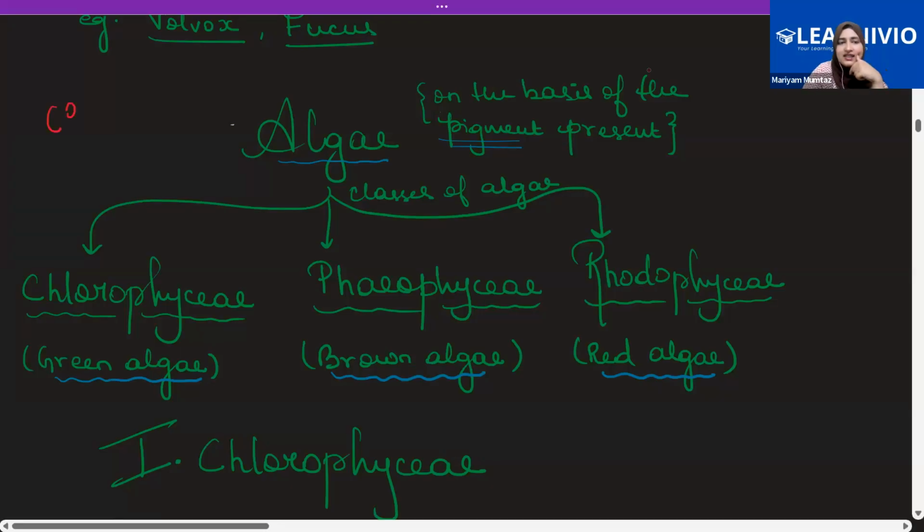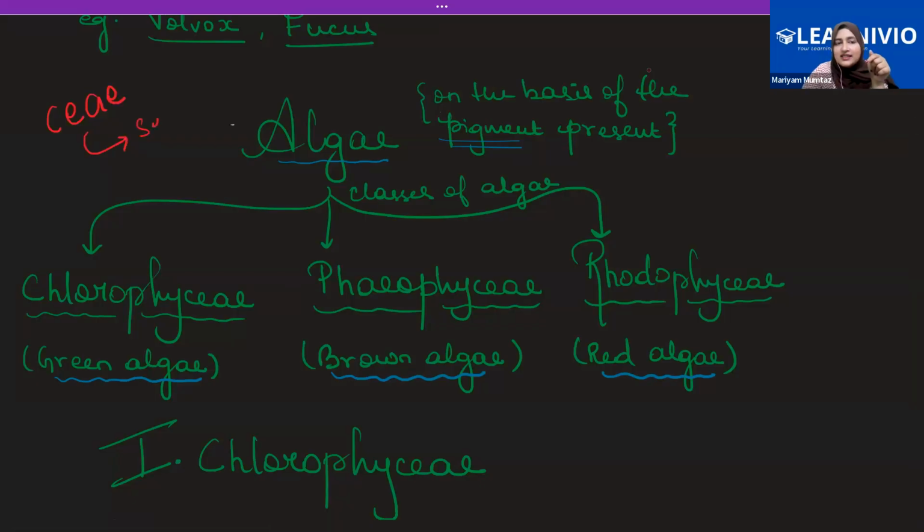See this word, when it is written as a suffix, it is pronounced as C, like Chlorophyceae, Rhodophyceae, Phaeophyceae. Chlorophyceae are the green algae, Phaeophyceae are the brown algae, and Rhodophyceae are the red algae. So you can clearly see that we are distributing the algae into different classes on the basis of which pigment, which color, is present in them.